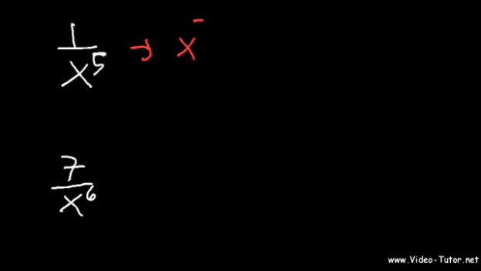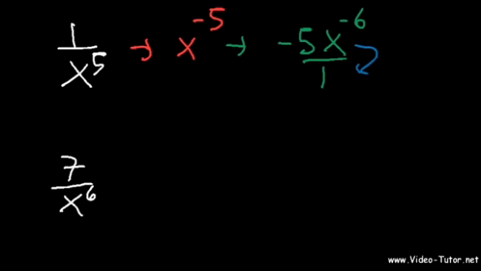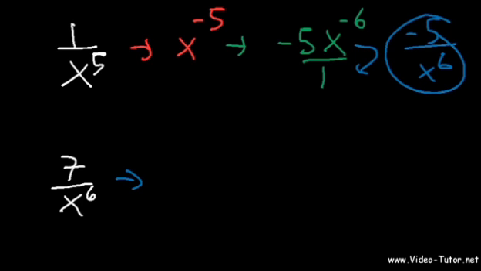So feel free to try this example. 1 over x to the 5th, and let's say 7 over x to the 6th. So initially rewrite it. This is x to the negative 5. Use the power rule. So it becomes negative 5x to the minus 6, and then bring the x back to the bottom. So it's negative 5 over x to the 6th power. That's the answer. So for this one, rewrite the constant 7 and bring the x to the 6 to the top. So it's x to the negative 6. Then differentiate this part.